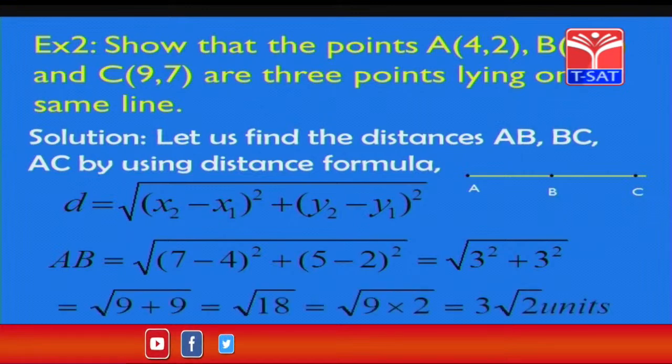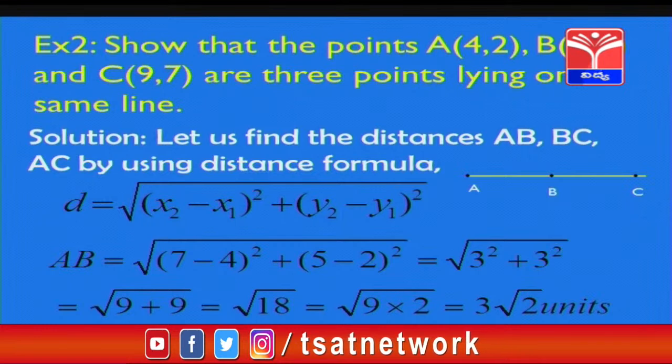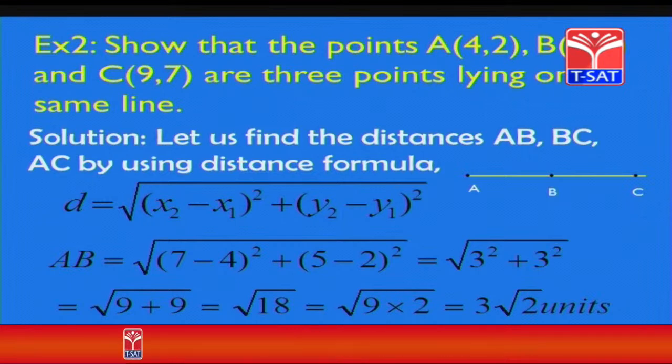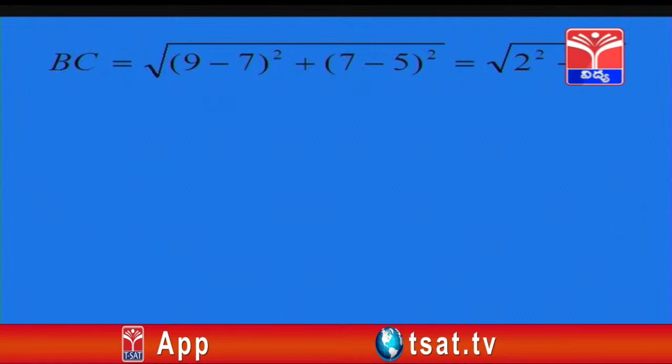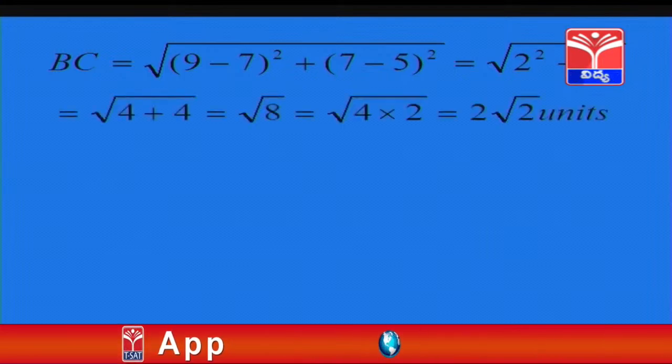So, what do we get? We get under root 9 plus 9, which is equal to under root 18, and that comes out to be 3 under root 2 units. So, we got AB as 3 root 2 units. Similarly, we will find out BC, and BC comes out to be under root (9 minus 7) whole square plus (7 minus 5) whole square, which is equal to under root 2 square plus 2 square. That gives me under root 4 plus 4, which is equal to root 8, which is equal to 2 root 2 units. So, we got BC as 2 root 2 units.